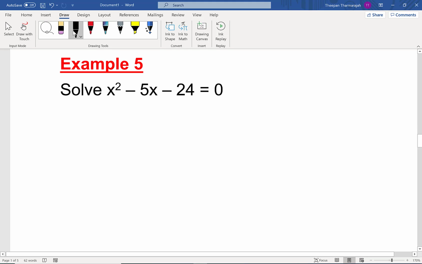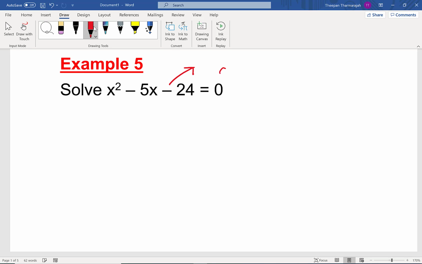Here's a question for you to try. You can pause the video, and when you're done, I will go through my worked solution. Okay, welcome back. So remember, the minus at the end means you've got different signs.